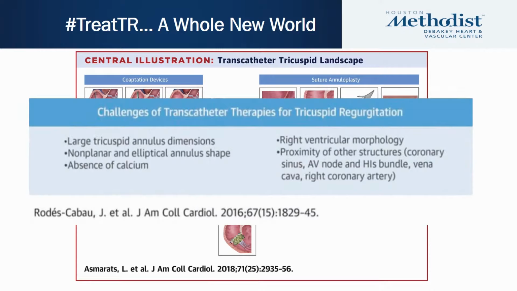The challenges of transcatheter therapies for TR include the large and dynamic tricuspid annulus, the elliptical annular shape, the absence of calcium, the complex right ventricular morphology, proximity to the coronary sinus, AV node and the His bundle, the vena cava, and the RCA. All these features make transcatheter therapies for TR more challenging.